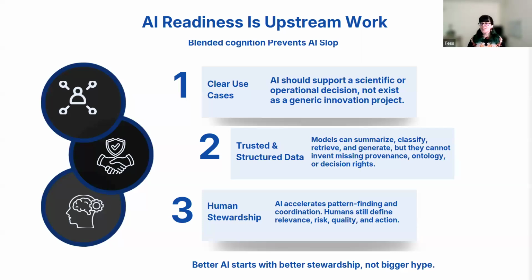You have to ensure that your data is trusted, right? AI is great at summarizing, classifying, retrieving data, but if you can't trust that data, it's going to produce outputs that can't be trusted as well. And then always having human in the loop. So the humans have to be the ones responsible for risk, quality, and relevance of what you're creating, and orchestrating the AI in the right direction in order to have the best output.